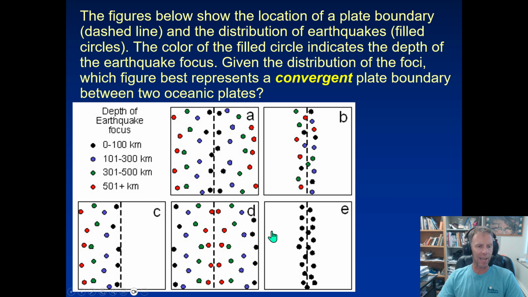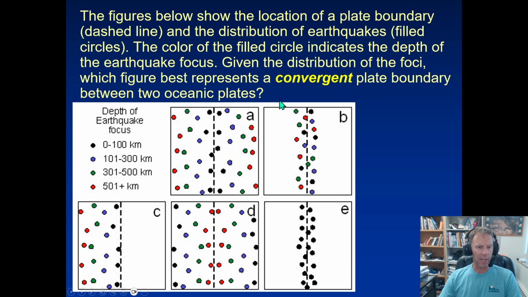This is actually the exact same question as the last episode, except instead of looking for the right map pattern for a divergent plate boundary, here we're looking for which one of these 5 maps, A, B, C, D, or E, best matches the earthquake distribution that we would expect to see from a convergent plate boundary between two ocean plates.